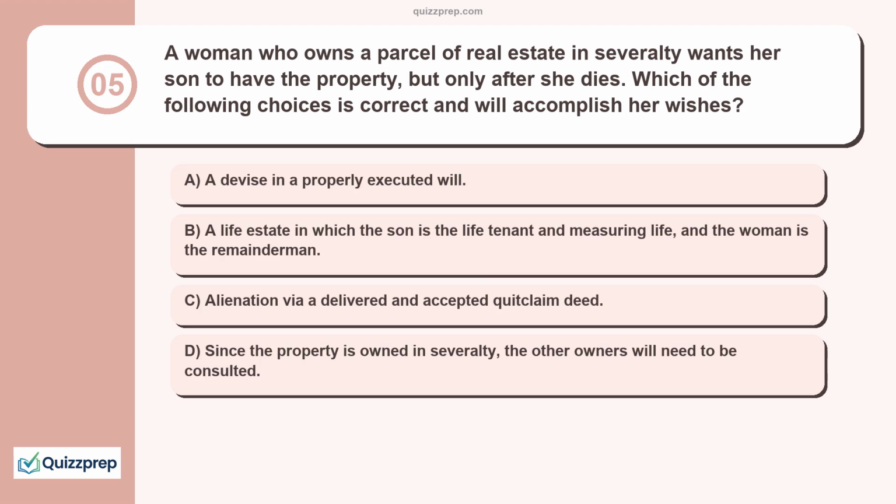Question 5. A woman who owns a parcel of real estate in severalty wants her son to have the property, but only after she dies. Which of the following choices is correct and will accomplish her wishes? A, a devise in a properly executed will. B, a life estate in which the son is the life tenant and measuring life, and the woman is the remainderman. C, alienation via a delivered and accepted quitclaim deed. D, since the property is owned in severalty, the other owners will need to be consulted.